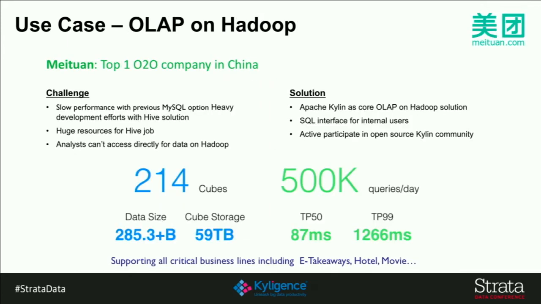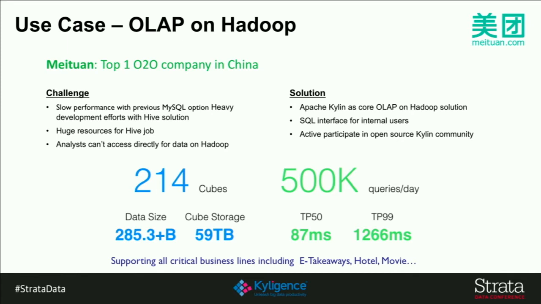The second one is Meituan, which I mentioned is a top O2O company in China. Almost every Chinese person uses it. They do a lot of e-takeaway, hotel, movie, and many other things for O2O, and they generate a lot of data. Before they adopted Apache Kylin 3 years ago, they had a very big Hadoop cluster storing all the data, and they used a MySQL cluster to serve the analytics needs.